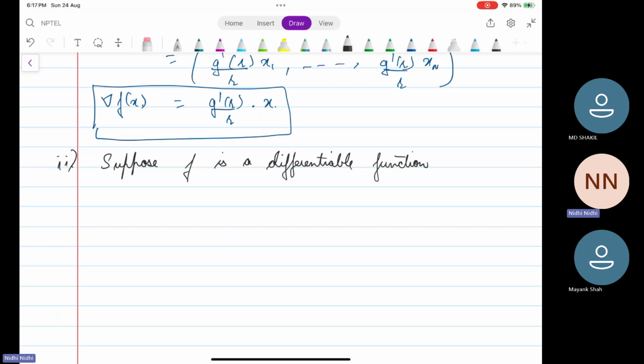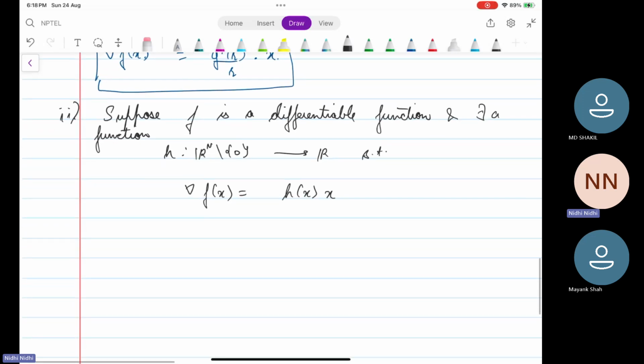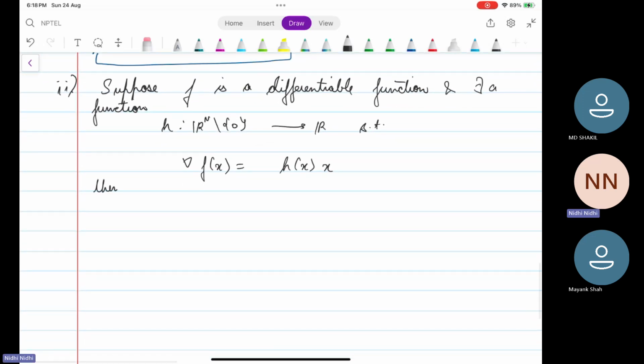Function, and there exists a function h defined on R^n minus 0 to R, such that the gradient of f(x) is equal to h(x) times x. Then show that this function f is radial.